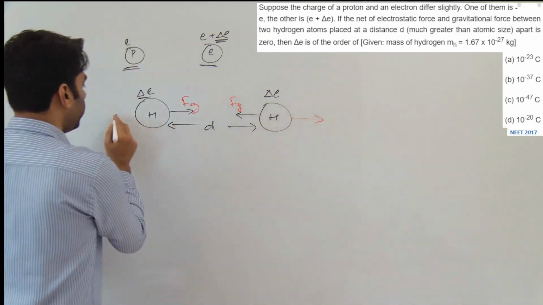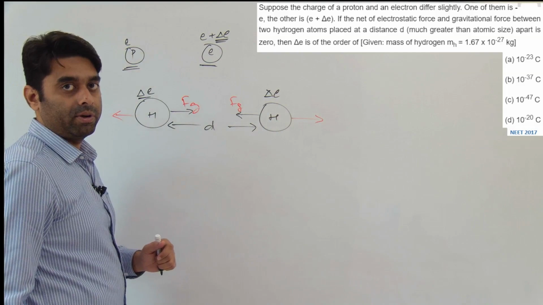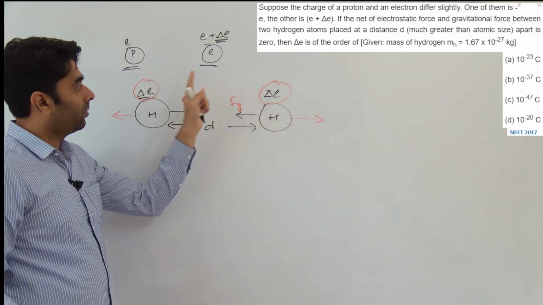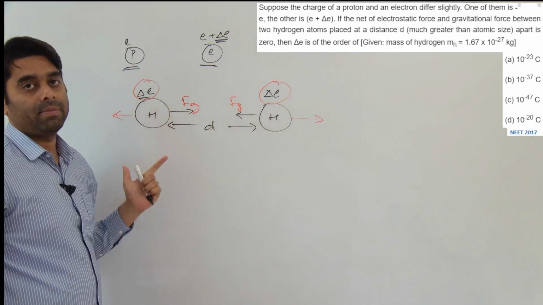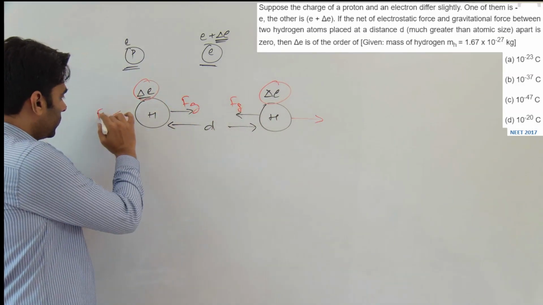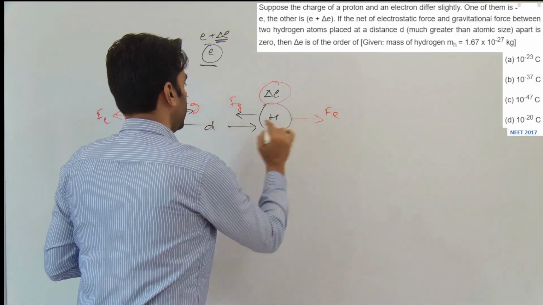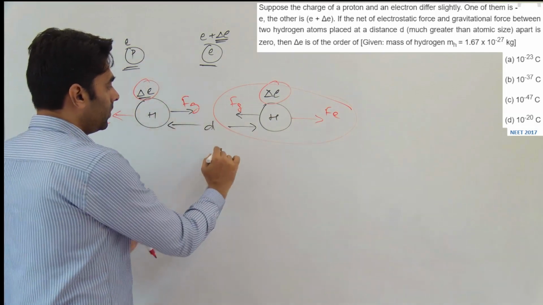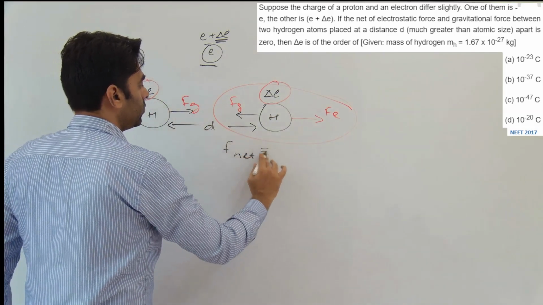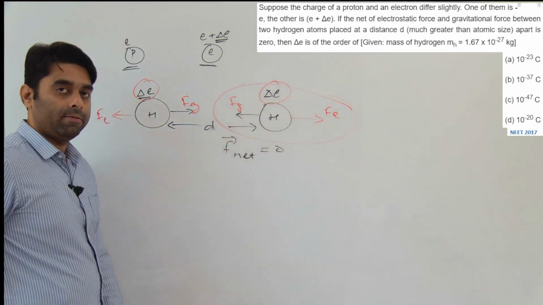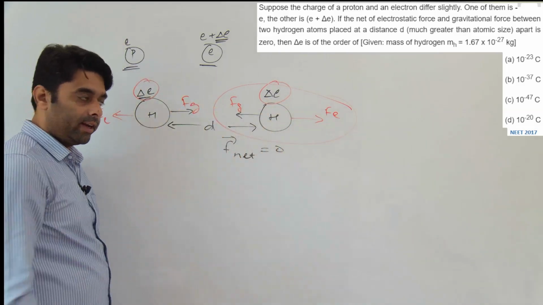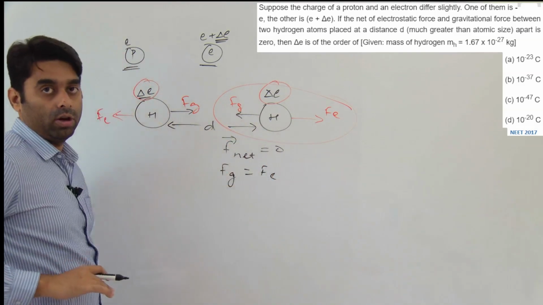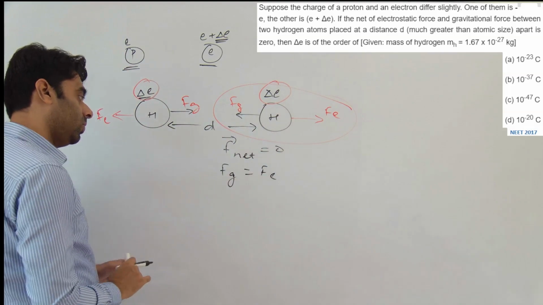Whereas electric force, why is electric force acting between hydrogen atoms? Because in the question they have mentioned that there is a difference in the charge of electron and proton. Due to that, delta E charge is coming on each hydrogen atom. So force electric. Now what they are mentioning is this, on any one atom net force is 0. F net equals 0. F net will be 0 when F gravitational equals F electric. So force gravitational should be equal to force electric in magnitude, then only the net force will be 0.